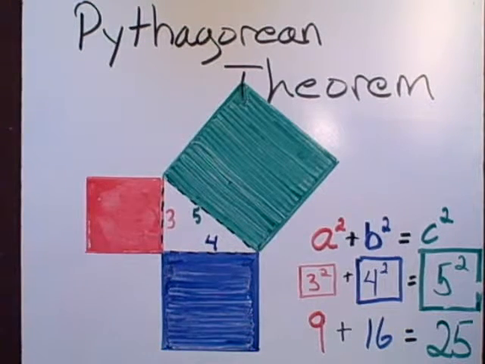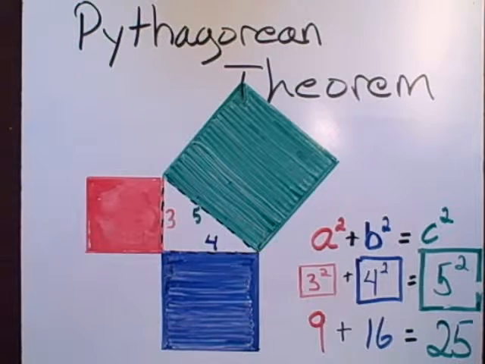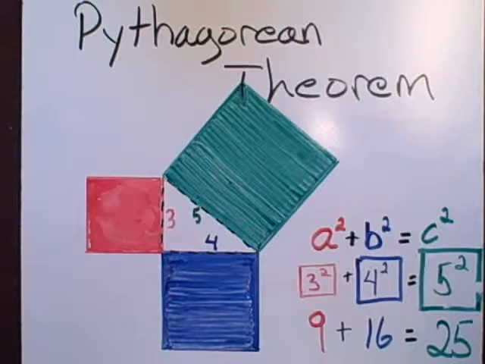In this video, we're taking a look at the Pythagorean Theorem. The Pythagorean Theorem is actually a fact about right triangles that was discovered by a Greek mathematician and philosopher named Pythagoras. What it states is that when you square the legs of a right triangle and you add them, it is equal to the square of the hypotenuse.